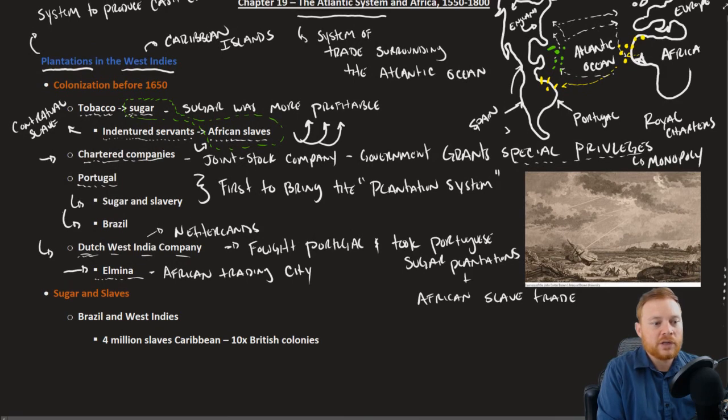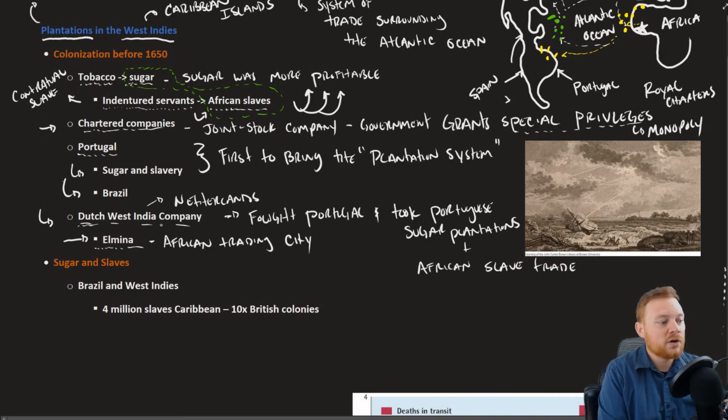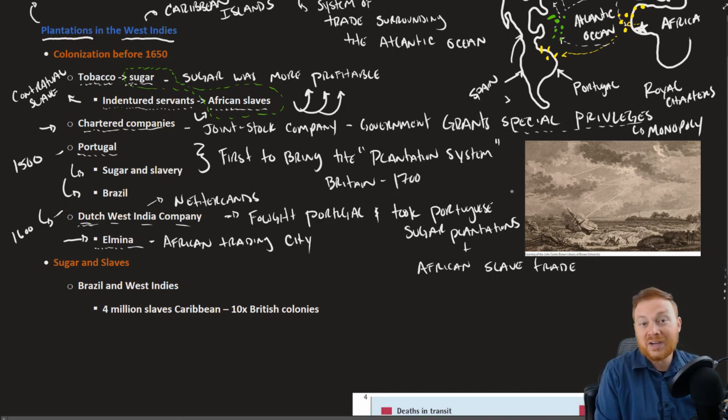Elmina would have been located somewhere right here in Western Africa. So the Dutch certainly were part of the African slave trade as well, taking over a lot of it from the Portuguese. A little bit later on, we could say the Portuguese controlled the African slave trade maybe in the 1500s, the Dutch in the 1600s. Later on, it would be Britain, which would control most of it in the 1700s. By the 1800s, it begins to die down a little bit.